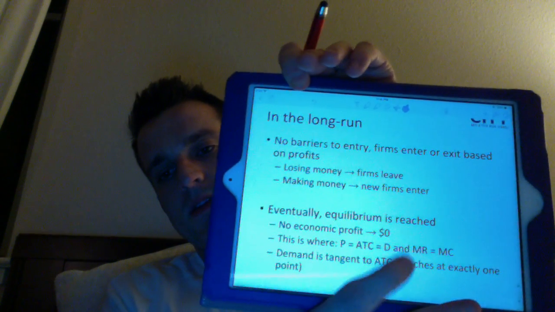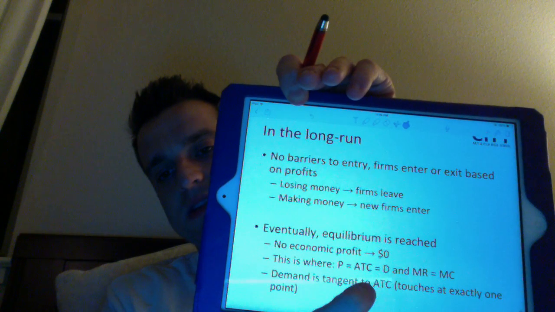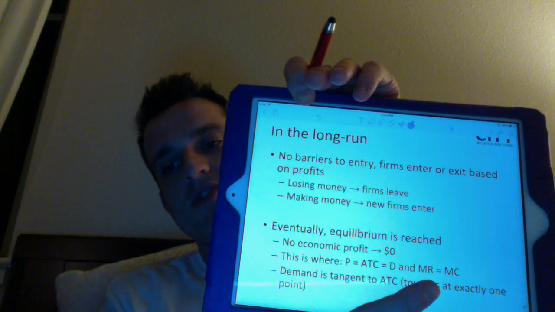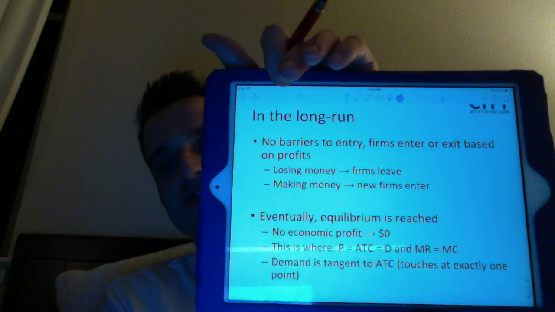So in monopolistic or perfect competition, free entry and exit force a firm to have zero economic profits eventually. Key point right here. This is where price equals average total cost equals demand, and it's where marginal revenue equals marginal cost. It's where demand is tangent to the average total cost. So let's take a look at what this looks like.